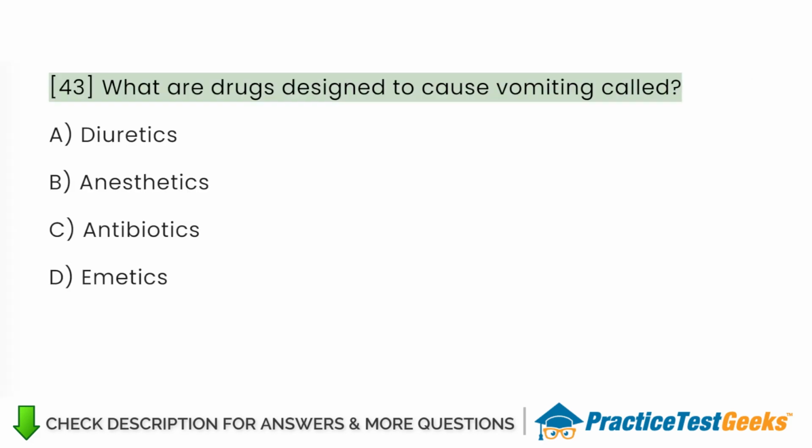What are drugs designed to cause vomiting called? A. Diuretics. B. Anesthetics. C. Antibiotics. D. Emetics.